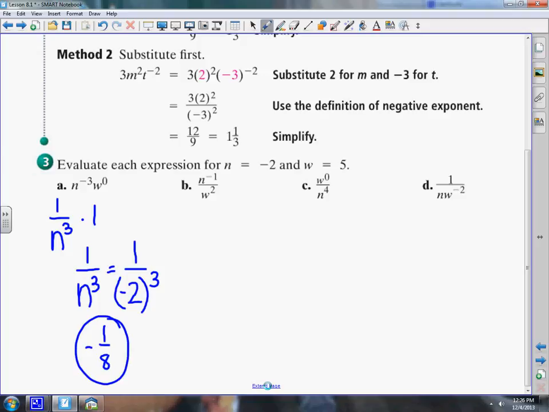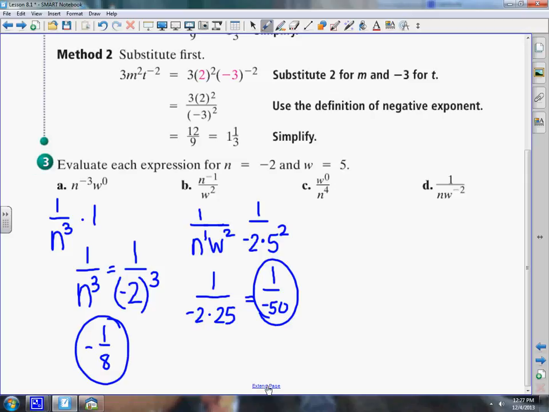N to the negative 1 would mean it would go on the bottom. That would be 1 over n to the 1. And then I have w to the 2nd. So if I rewrote it, it would look like this. Then I'm going to have 1 over n is negative 2 times 5 squared. So 1 over 5 squared, I have to do that first, so it would be negative 2 times 25. And so I get 1 over negative 50.